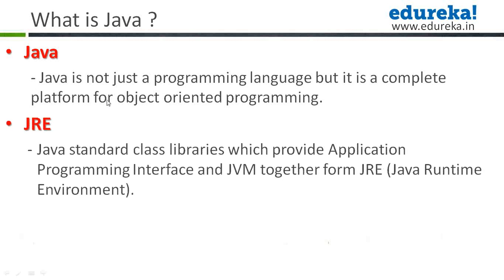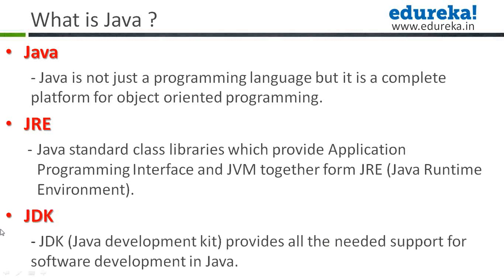Moving on. Java contains two things. One is the JRE, first of all. JRE is the Java Runtime Environment which is required to run your Java application on your systems. Okay, it creates an environment in which the Java application can survive and run. Now it includes all the class libraries which provide the application programming interface so that your application can run.